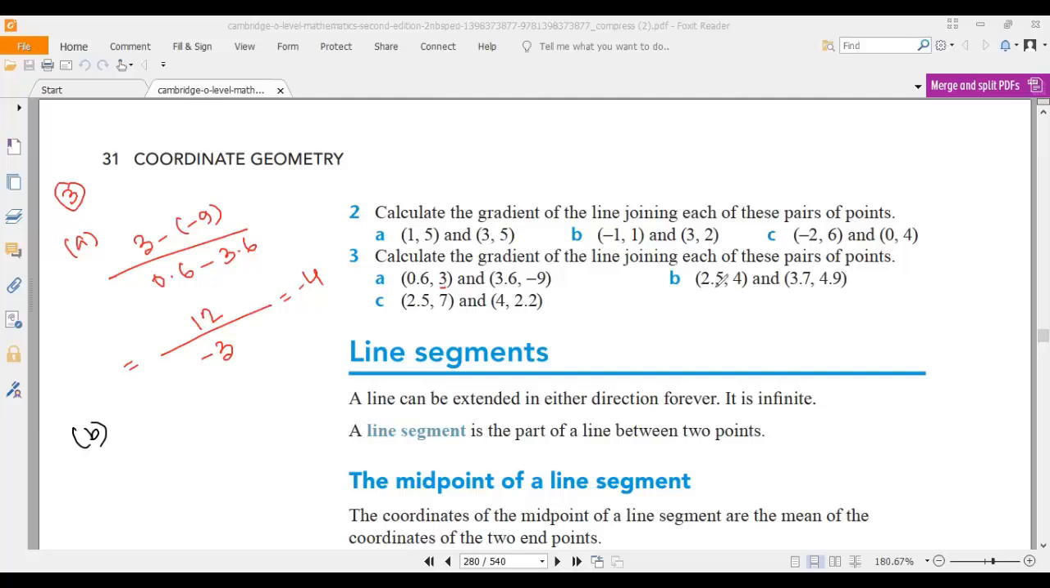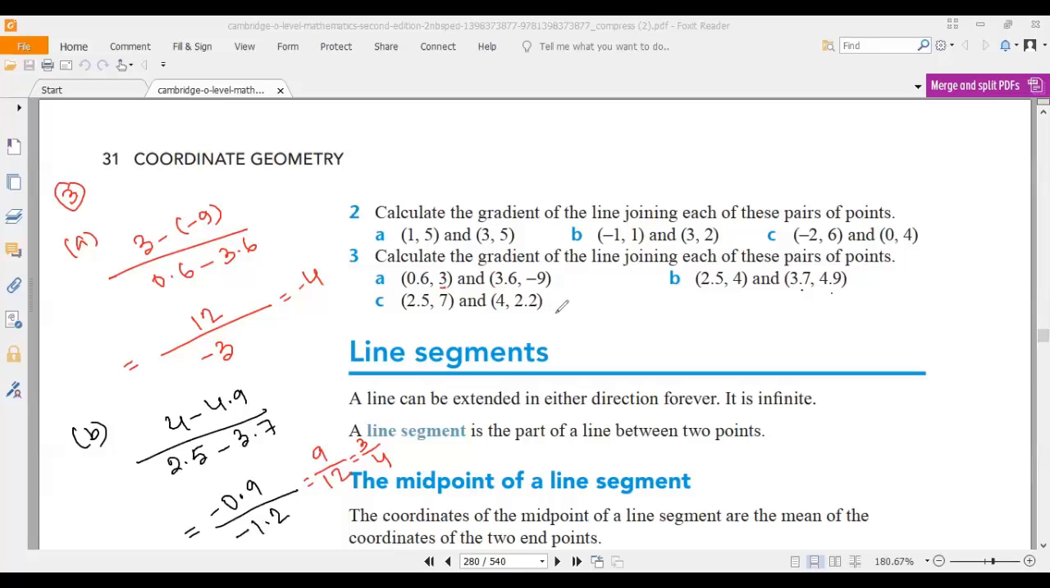Number B, 2.5 is x1, 4 is y1, then x2, y2, then y1 minus y2. So we can write 4 minus 4.9 divided by x1 minus x2, that is 2.5 minus 3.7. So 4 minus 4.9 will be minus 0.9. 2.5 minus 3.7 will be minus 1.2. Or instead of this one, we can write 9 by 12 or 3 by 4. So 3 by 4 will be the final answer of question number B.